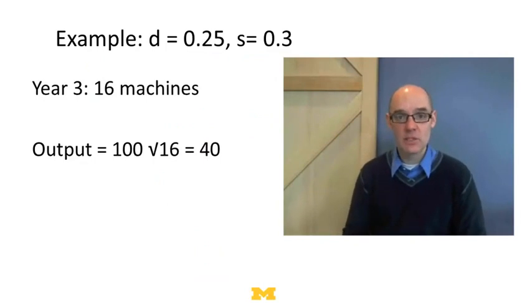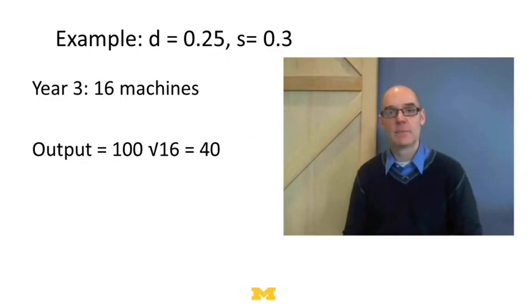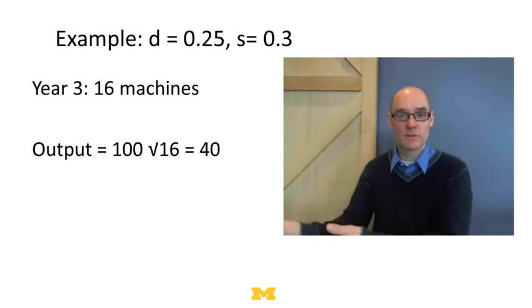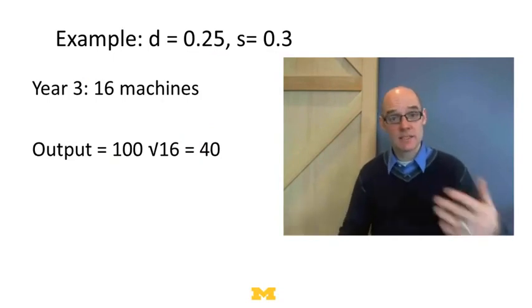So if we have 16 machines, that means our total output is going to be 10 times the square root of 16, which is 40. So what's happened to our growth? We start out with 20, and then 30, and then 40. Actually, a little less. Remember we have that little fudge factor that we included where we should have subtracted 2 1/4. But we get this nice sustained growth.